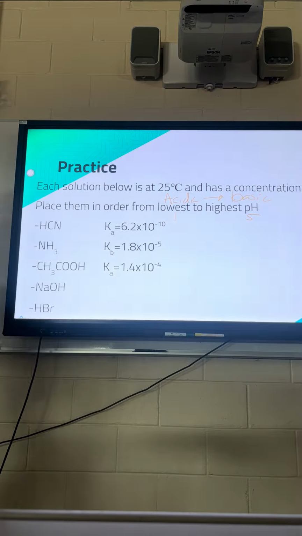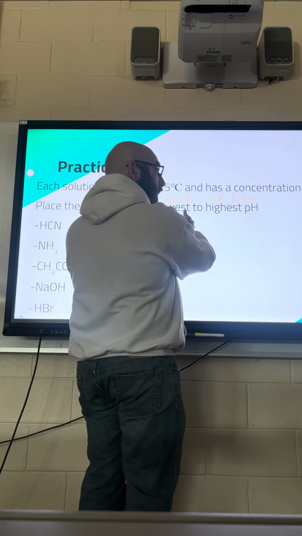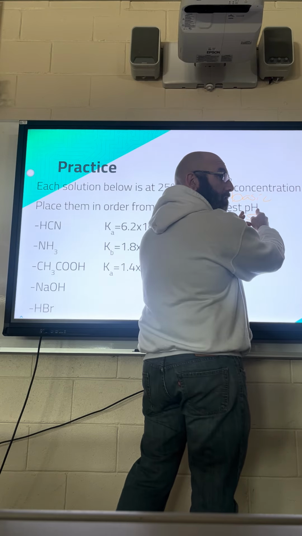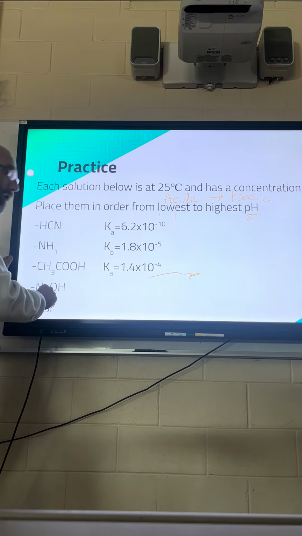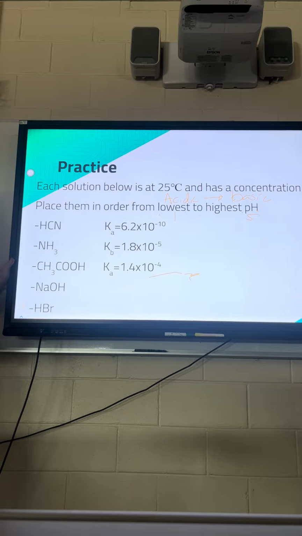Real quick, scan the 5 acids. Are there any strong acids on the list? Who's the strong acid? Yeah, so because it's a strong acid, it's going to fully dissociate. It's got the highest concentration of H+, therefore it has the lowest pH. So number 1 is going to be HBr.